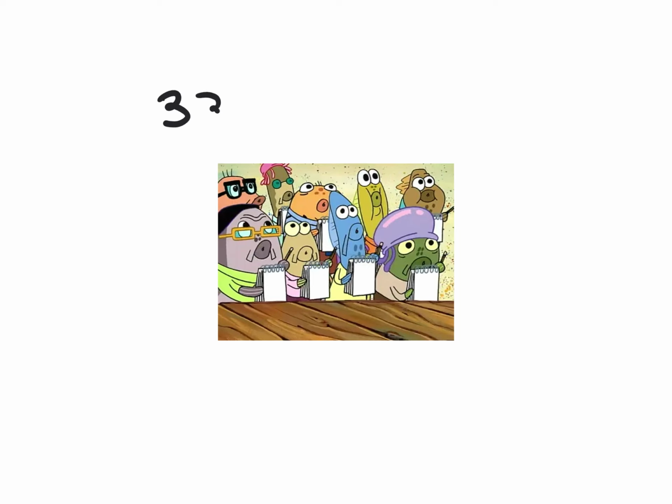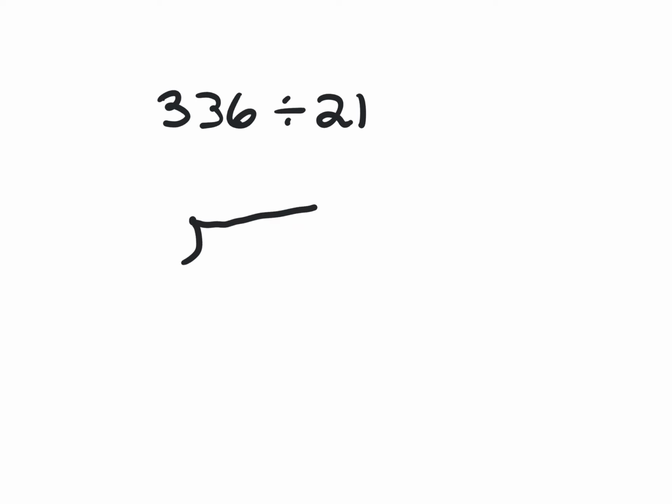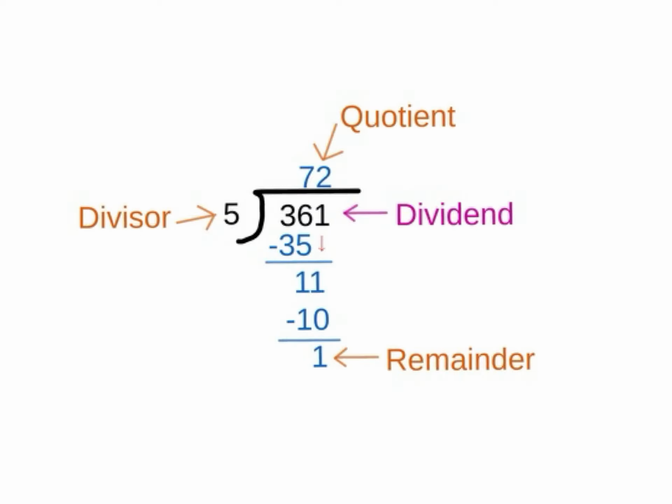So let's write down 336 divided by 21. And we're going to use the partial quotients method. So first of all, let's review. If you remember, we call this number the dividend and this number the divisor. Now, the first thing we want to choose is just an easy number.